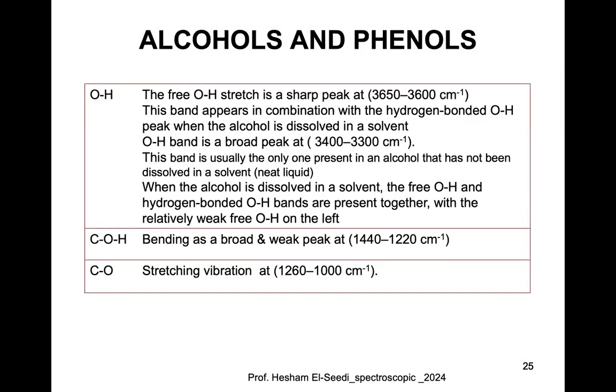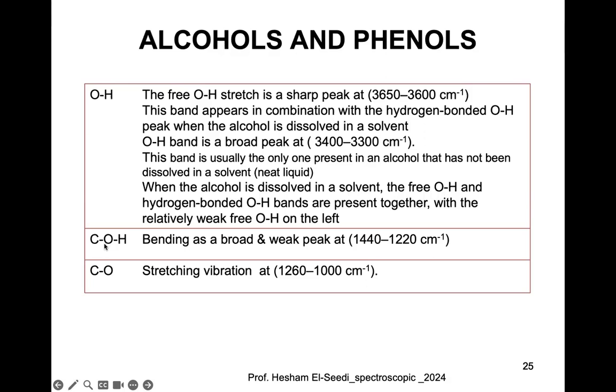What about the OH group, like alcohols, phenols, etc.? You will see it as a sharp peak in this region, right? This is very characteristic, right? If it is a free OH. However, if it is hydrogen bonded, like in an alcohol dissolved in a solvent, then you will see a broad peak between 3,300 to 3,400. If you see the alcohol is dissolved in a solvent, you will see a broad OH.